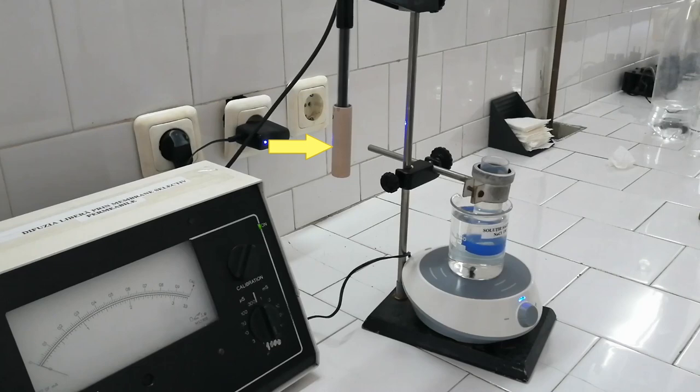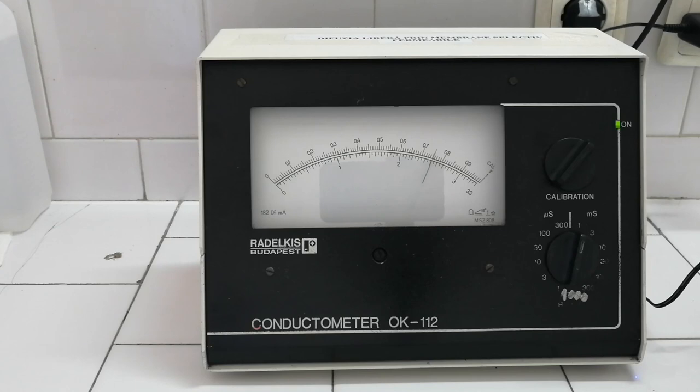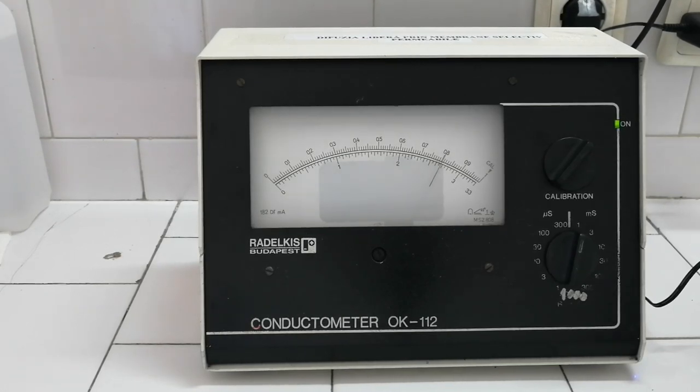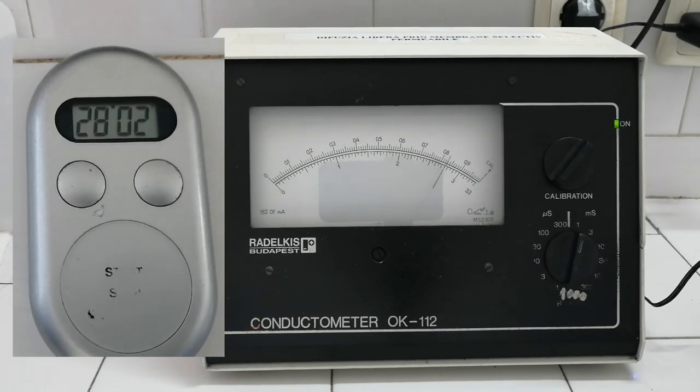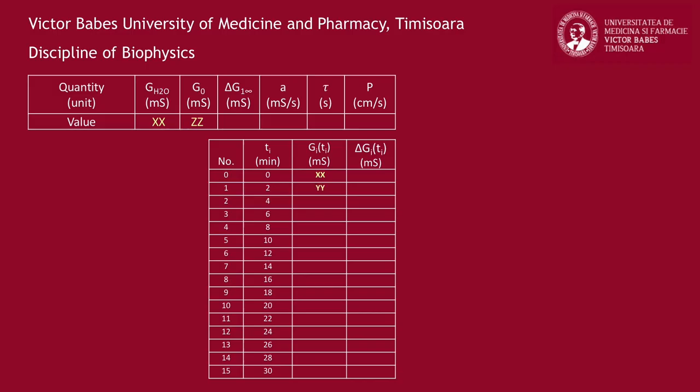Dip the measuring electrode inside the internal container and search for the appropriate measuring domain. You'll observe that the electrical conductance in this container is continuously increasing. This is due to the diffusion of sodium and chlorine ions, tending to equalize the ions concentrations in the two containers. After exactly 2 minutes since the chronometer was started, read the conductance in the internal container and record its value in the table. Repeat the reading every 2 minutes for 30 minutes and record the obtained values in the table.